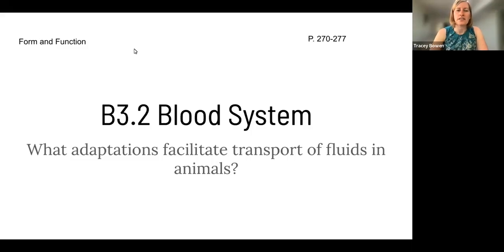Hey all, today's video is going to be looking at the blood system. This video is for SL. There is going to be an alternate additional HL video related to the blood system. This is topic B3.2. We'll be looking at pages 270 to 277.